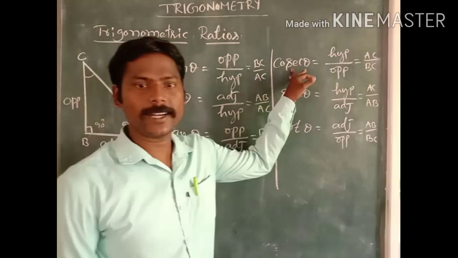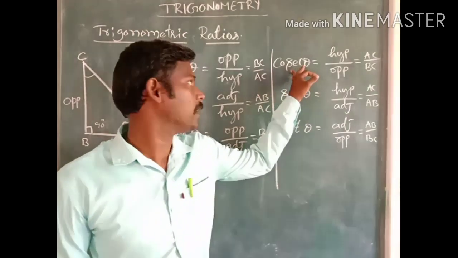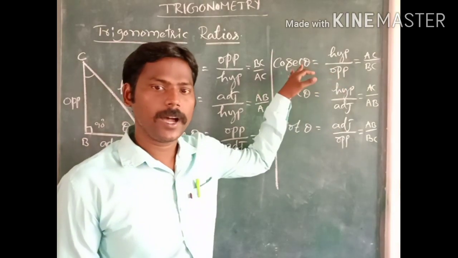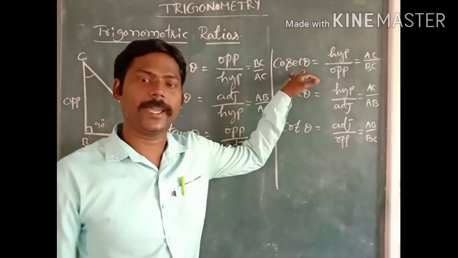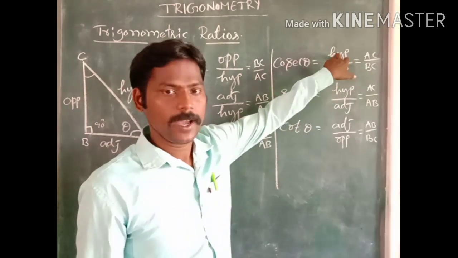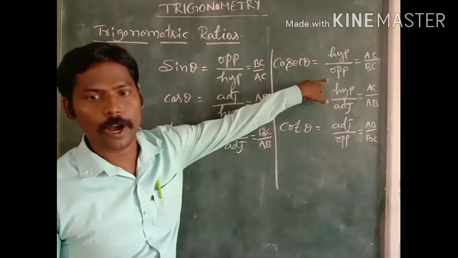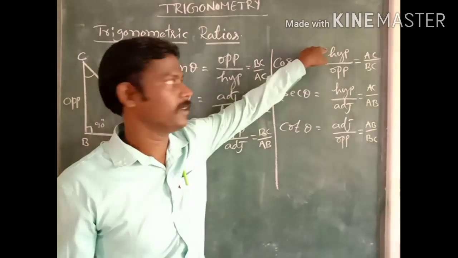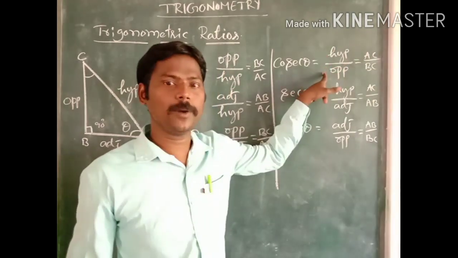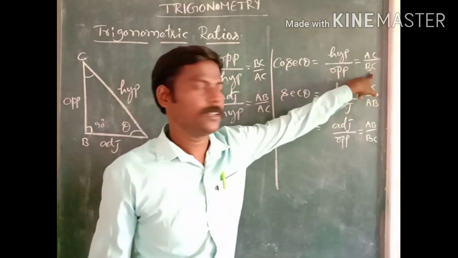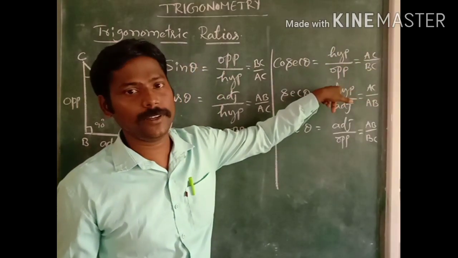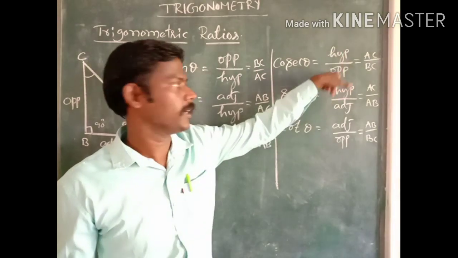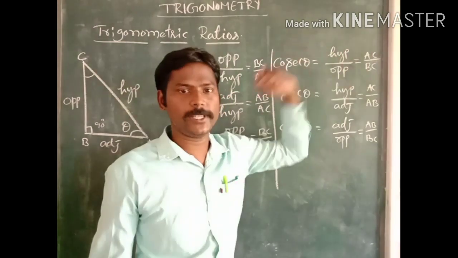Next, cosecant theta, the complementary of secant theta, or otherwise the reciprocal of sin theta. How to write? Hypotenuse by opposite. From the diagram, what is the hypotenuse here? AC. What is the opposite here? BC. So cosecant theta equal to hypotenuse by opposite is nothing but AC by BC.